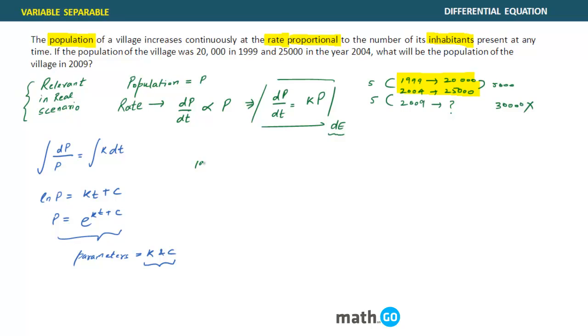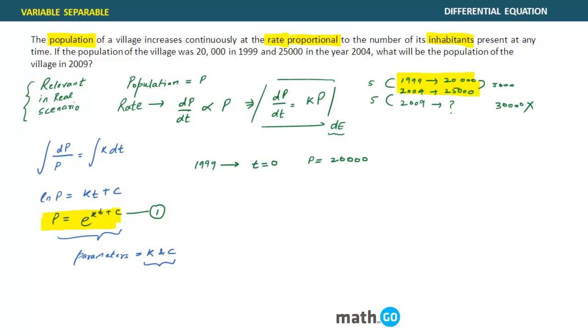So I assume that I start counting from 1999 only. I assume that this is my initial time period, t equal to 0. So at t equal to 0, what is the value of the population? Population is 20,000. Now I use these two values in this particular equation, let me just say this is my major equation, and let me highlight it also, right?